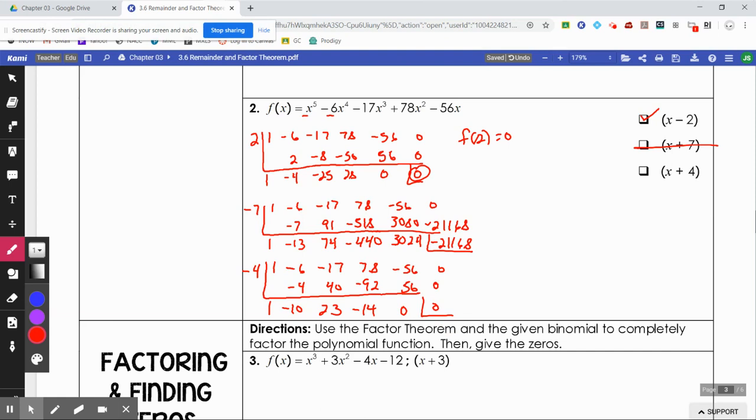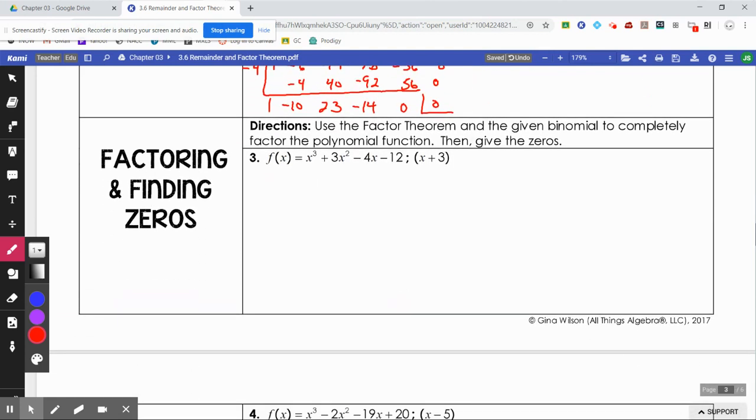So therefore, f of -4 is 0, so x plus 4 is a factor. Number 3 says, use the factor theorem and the given binomial to completely factor the polynomial function, then give the zeros. We've actually already done this once.